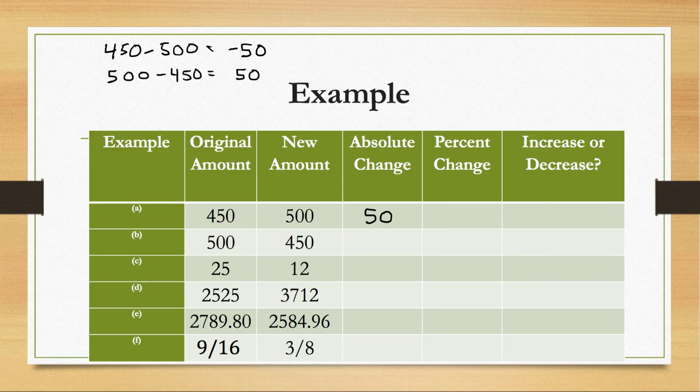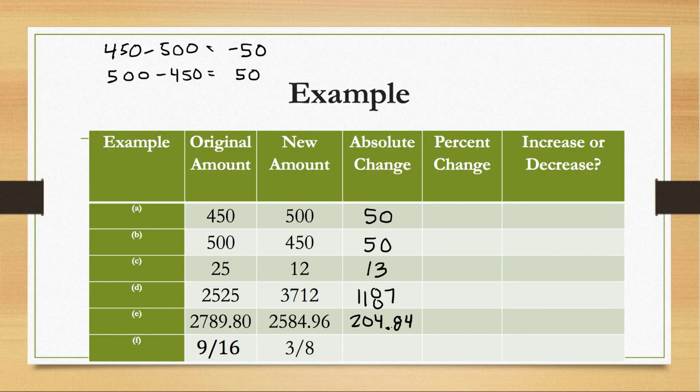All right, so the second one, we're going to say 500 minus 450, the same two numbers, will also be 50. The third one, we'll do 25 minus 12. All right, and you can do that on your calculator. 25 minus 12 is going to be 13. The next one, we're going to do 25 minus 3712, or in the other order. Again, it doesn't matter. Just subtract the two numbers. We'll get 1187. For part E, I'm going to say 2789.80 minus 2584.96. That's going to give me an answer of 204.84.